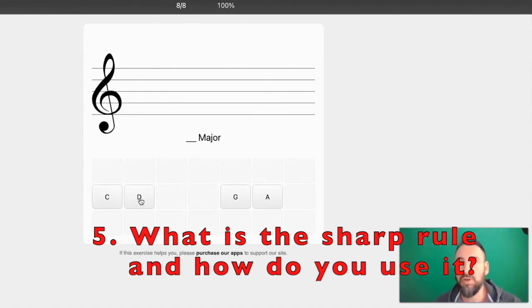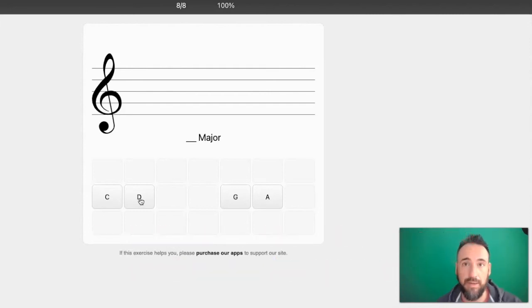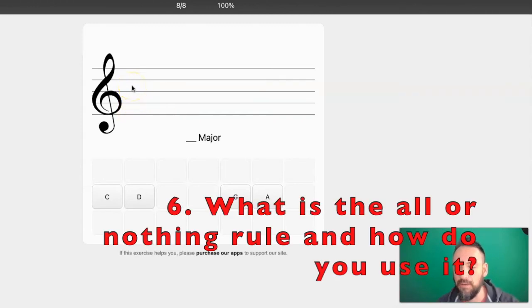And finally, we have the all or nothing rule, which is the rule that we attach to the letter C, meaning if I don't see any sharps or any flats, it's the key of C. If I see all the sharps, which is 7, that's the key of C sharp. If I see all of the flats, 7, then it's C flat. It's a shortcut to that answer. Okay, and again, that helps us because we can quickly identify that C would be our do. Okay, so number 6, describe the all or nothing rule and how we use that to find the key.